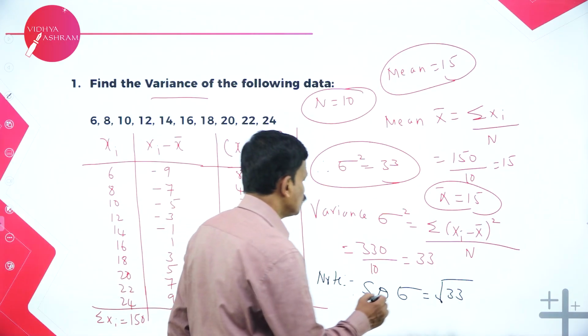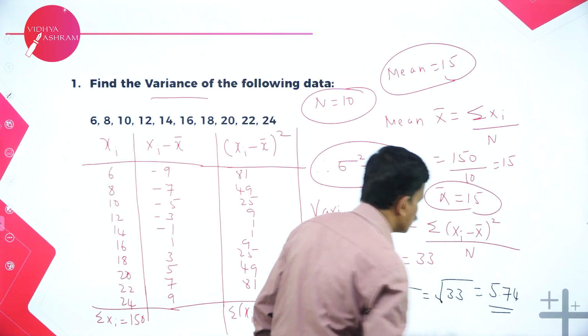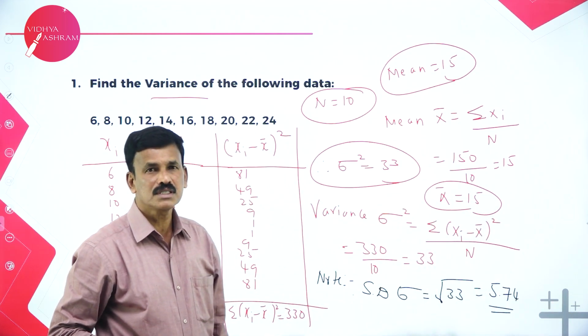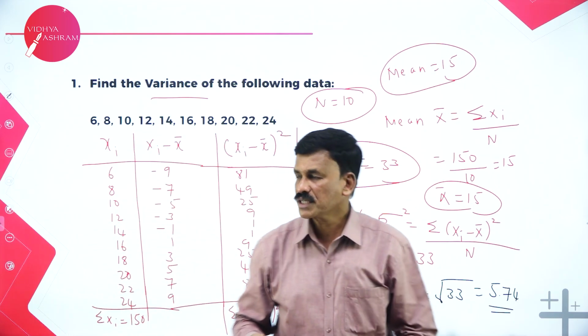So this is equal to 5.744. So the standard deviation is 5.74. This is how we are going to solve this problem. Hope you followed. Now move on to the next problem.